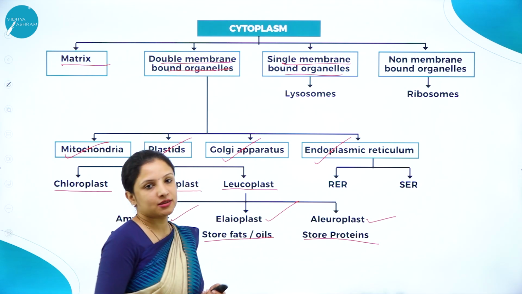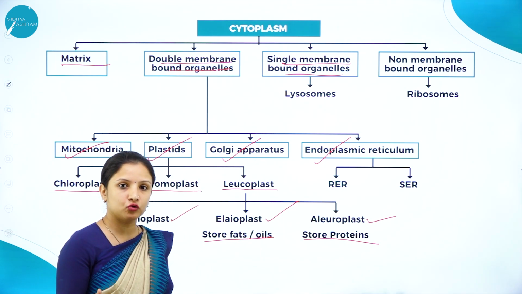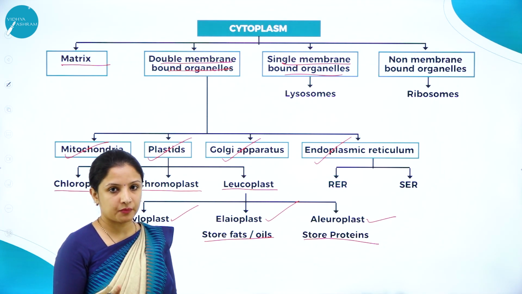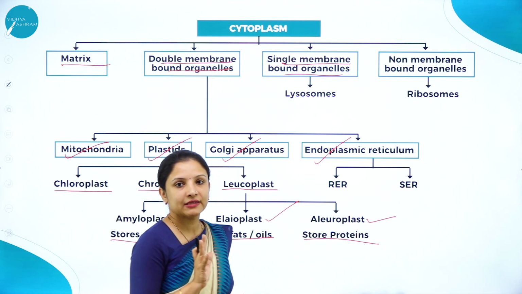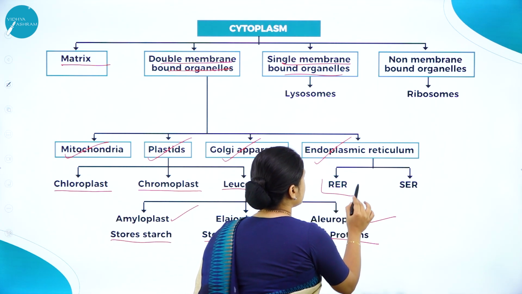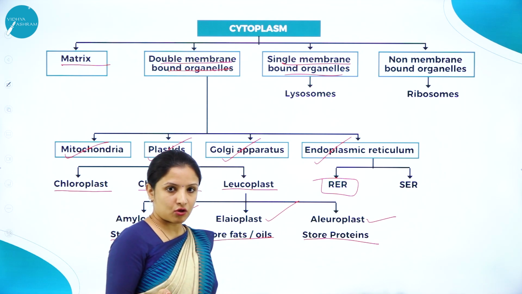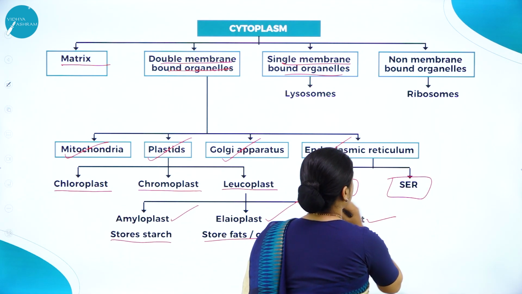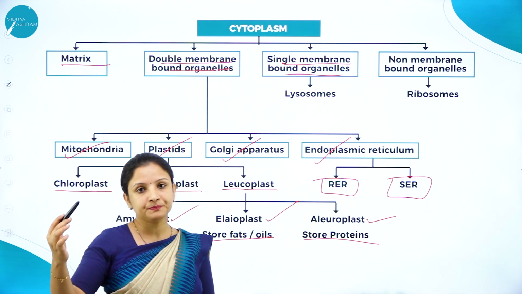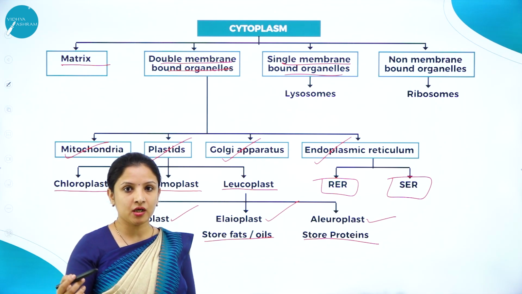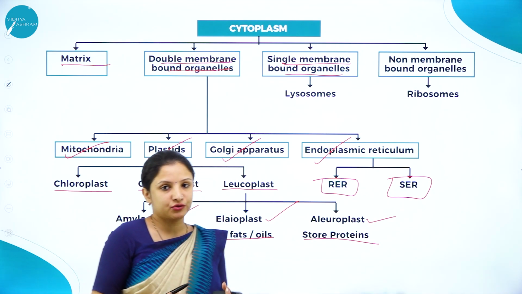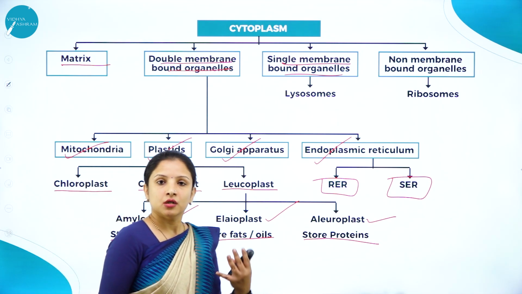Next, talking about endoplasmic reticulum. Endoplasmic reticulum is again of two types depending on whether they are covered with ribosomes or not. If ribosomes are present on the surface, it is called rough endoplasmic reticulum, and if ribosomes are not there, it is called smooth endoplasmic reticulum. And endoplasmic reticulum is the only organelle which forms a continuity with the nuclear membrane, while the Golgi apparatus is present somewhere close to the nucleus, but has no connectivity with the nuclear membrane.